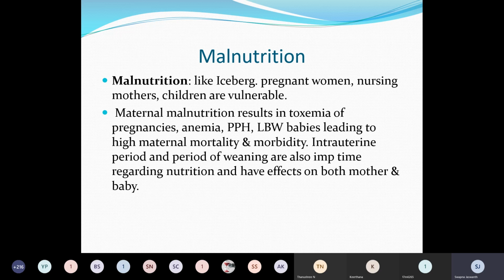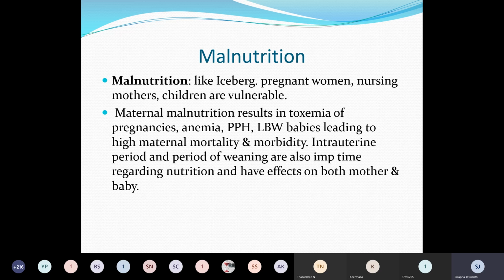So how can we solve these problems? How should we tackle these problems? Since it presents as an iceberg phenomenon, just focusing during the time of pregnancy, or during the nursing, or when the child presents to you during the OPD visit is just not sufficient. We need to follow them up. There must be a nutritional surveillance and there must be a regular follow up of these mothers as well as children right from the adolescence, so that they don't end up being a malnourished mother during the time of birth and they don't give rise to a baby who is low birth weight.